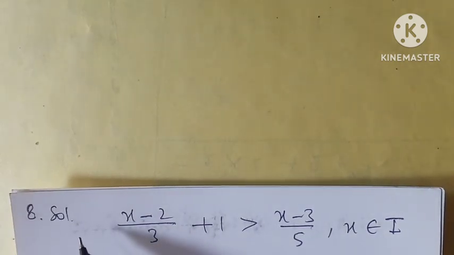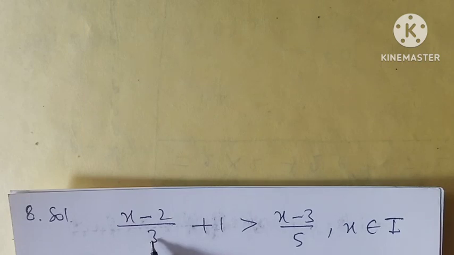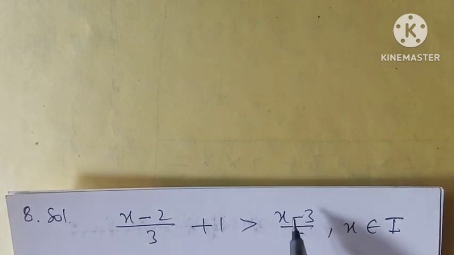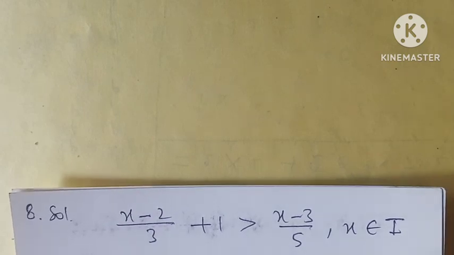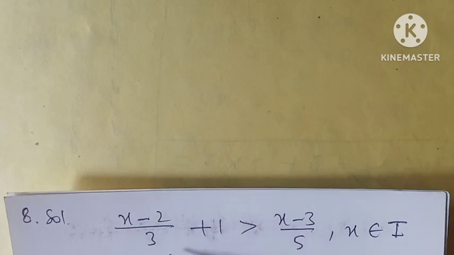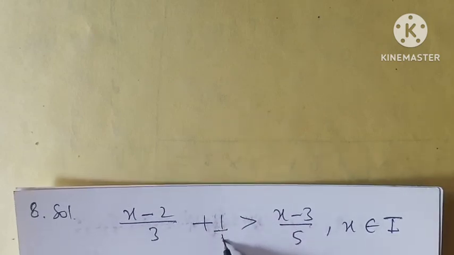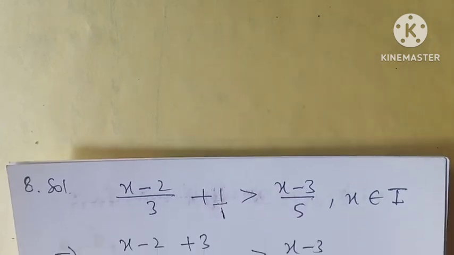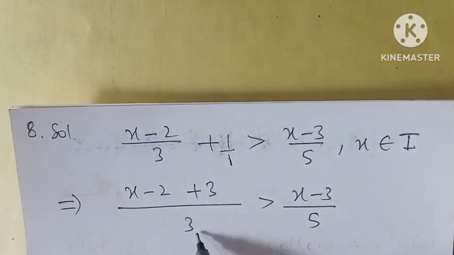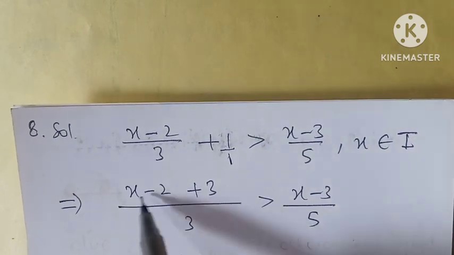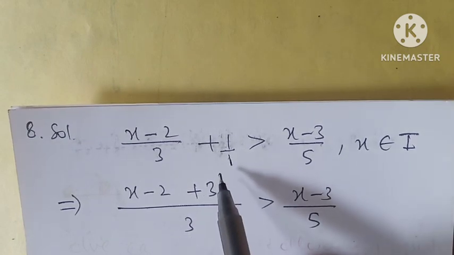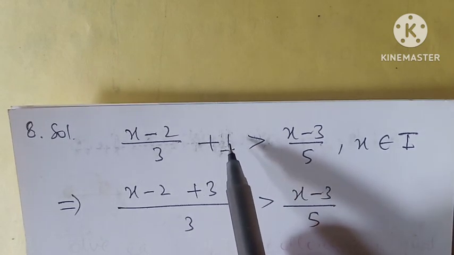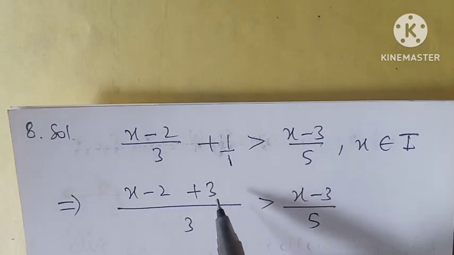Let us do question number 8. It is given (x minus 2)/3 plus 1 is more than (x minus 3)/5, where x belongs to a set of integers. So we can simplify the LHS. For that we have to take the LCM of 3 and 1. It is 3, and we have x minus 2 here. We divide 3 by 1, then we get 3, and multiply this one by 3. So we get 3 here.